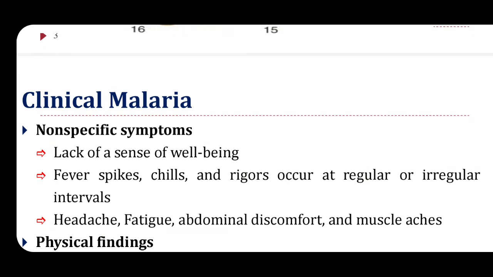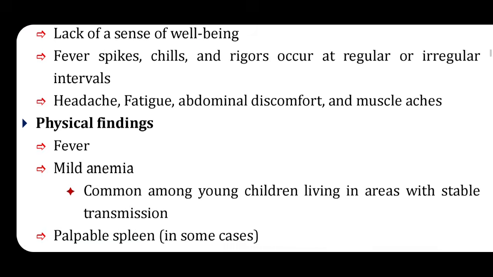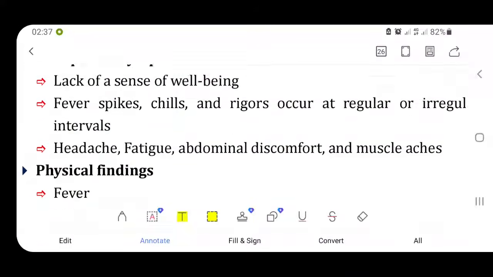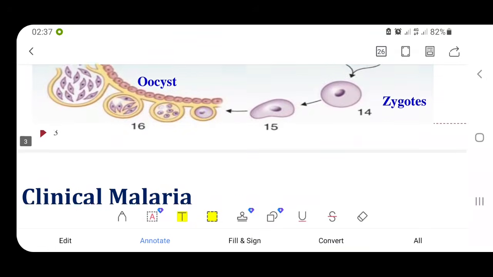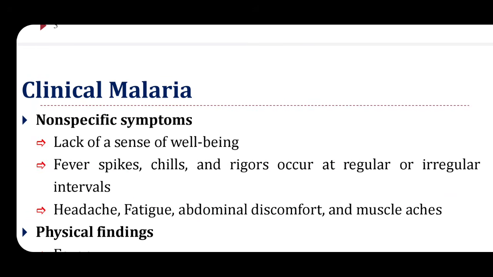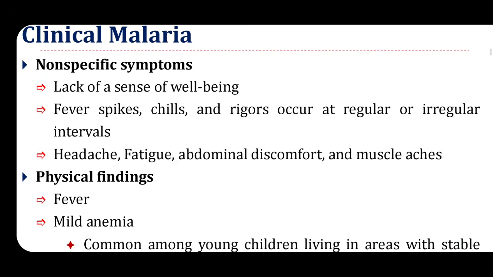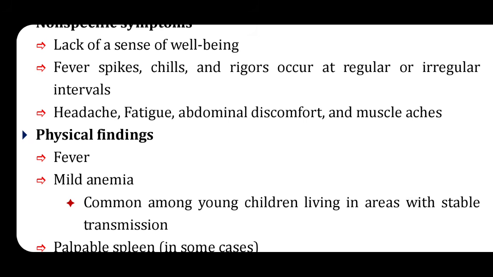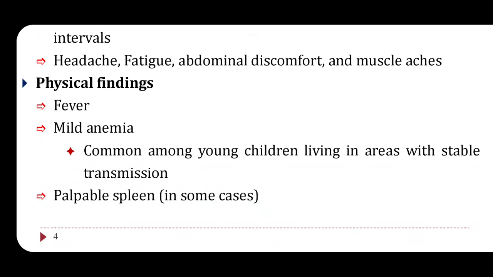When we look at clinical malaria, there are non-specific symptoms, physical findings, and laboratory diagnosis. Based on clinical malaria, the non-specific symptoms are lack of sense of well-being, fever spikes, chills, rigors occurring at regular or irregular intervals, headache, fatigue, abdominal discomfort, and muscle ache. Based on physical findings, there is fever, mild anemia, common among young children living in areas with stable transmission, and a palpable spleen in some cases, that means splenomegaly.